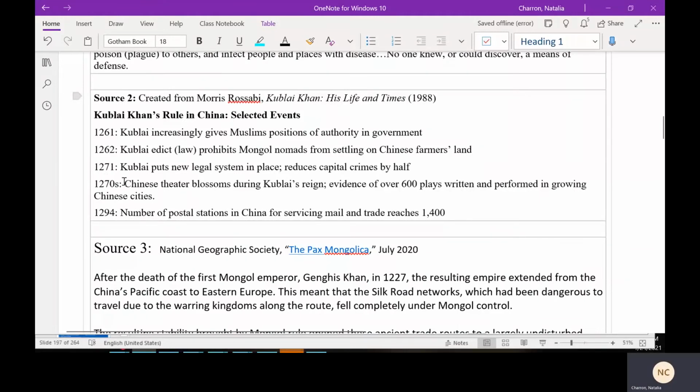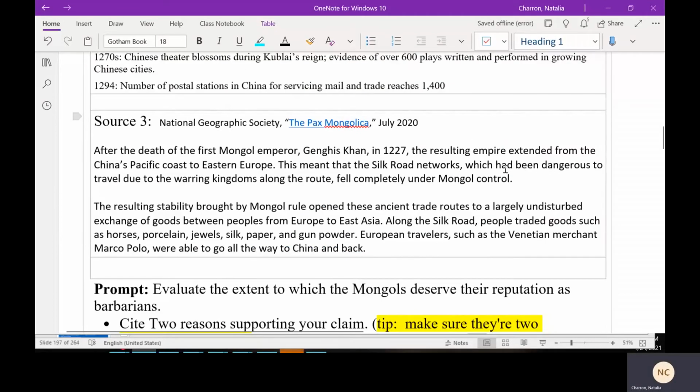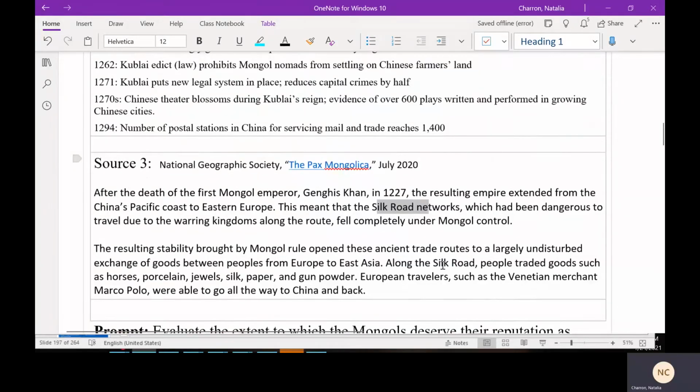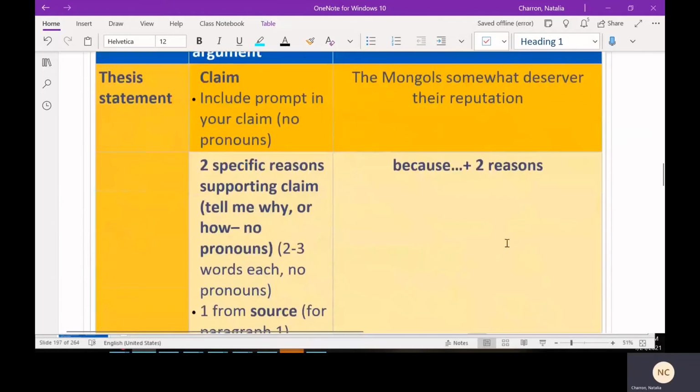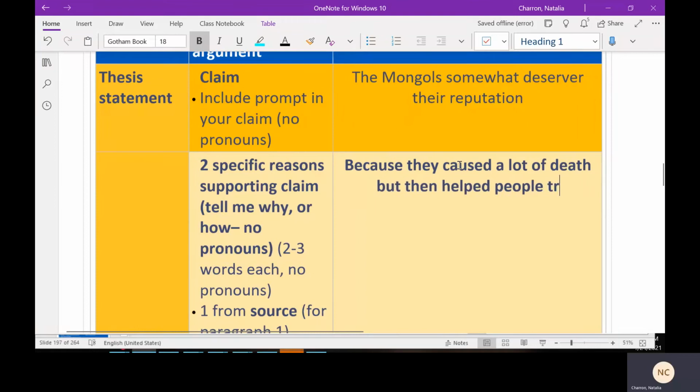Say the word Kublai confuses me here and I don't want to read this one. In this one, I can look and find the word Silk Roads. That should sound familiar. And this is a pretty user-friendly source. So I would imagine people could read this and at least understand that the Mongols helped people trade goods like horses, porcelain, jewels, silk, paper, and gunpowder. So based on this, I can go ahead and write a thesis. Because they caused a lot of death, but then helped people trade on the Silk Roads. If you do that, you already have 2 points. Maybe you pass, maybe you don't.